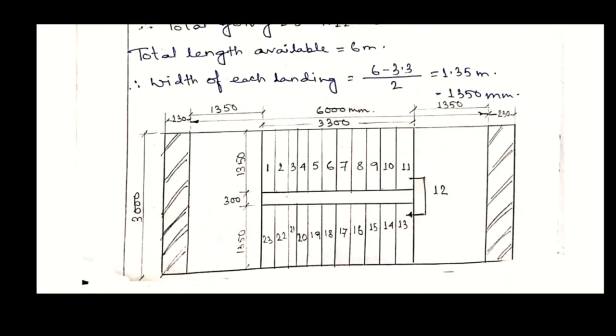Along the waist slab, the loading system is varying because there are two landings with the same load. After that there are a few steps. So this middle portion of the waist slab definitely carries an extra load. So in analysis we will see that a uniformly varying load will come on this waist slab.